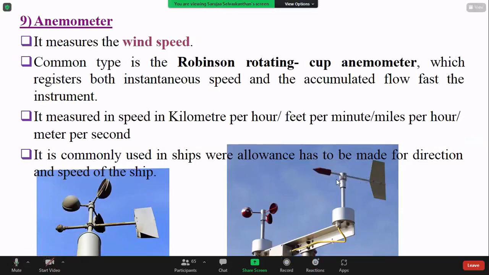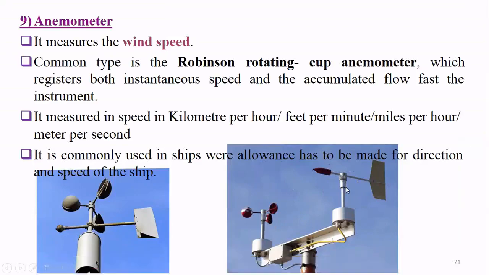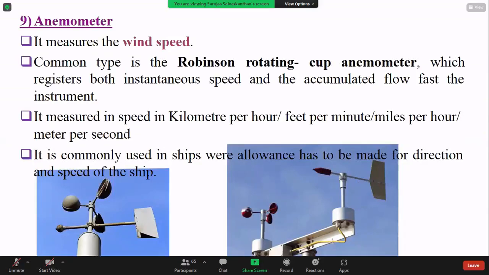Direction of wind. The instrument used, good. The direction of wind is measured by instruments like the anemometer... it is called a wind vane. Okay, wind vane, W-A-N-E. This wind vane has a head and a tail. You can see here, head and tail.